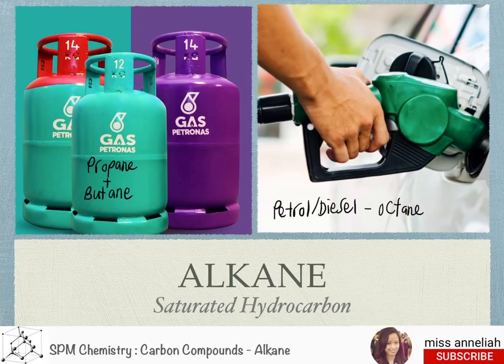Most of the hydrocarbons in petroleum and natural gas belong to the family of compounds called alkanes. Petroleum contains alkanes with up to 70 carbon atoms, and natural gas is mainly methane with small amounts of ethane, propane, butane, and other compounds. Propane and butane gas are used as liquefied petroleum gas inside gas cylinders, which are used as household cooking fuel. And vehicle fuels, such as petrol and diesel, mainly contain octane.